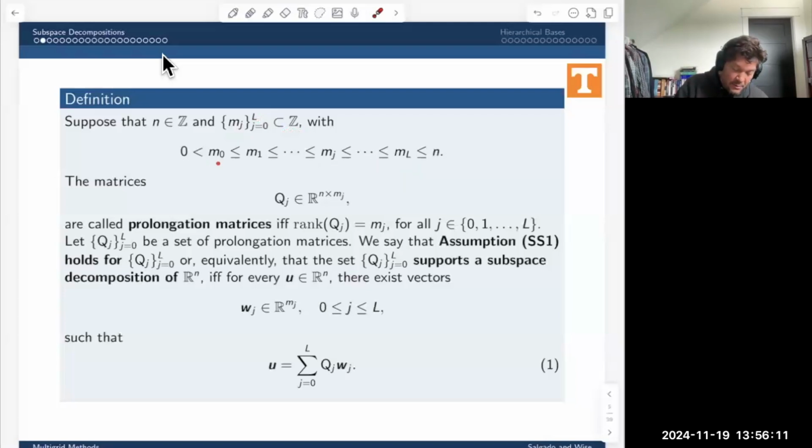So m_0 is the smallest. It's not necessarily 0, it's just some counting number indexed by 0, which is less than or equal to m_1, which is less than or equal to m_j, which is less than or equal to m_L. This is the maximum level, all of which are less than or equal to n.